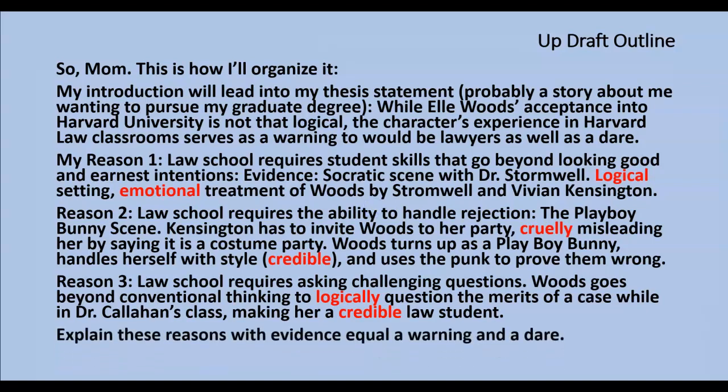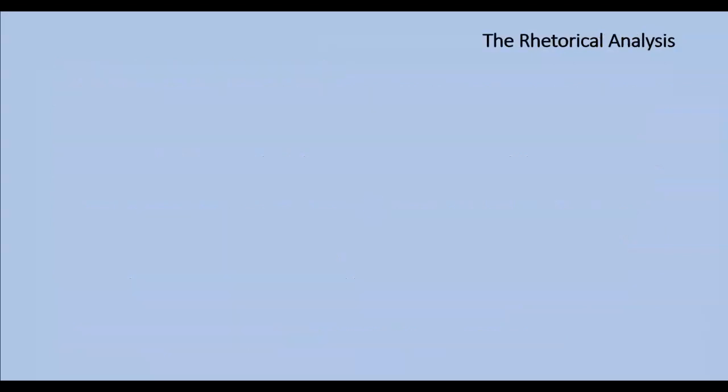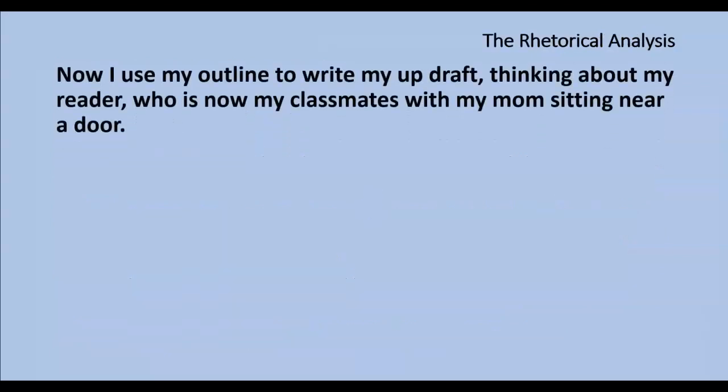So now I have to think about how to explain these reasons with evidence that equals a warning and a dare. I haven't gotten to that part yet, but this is an update, so I think I'll be safe with this amount. Now I'll use that outline to write my draft, thinking about my reader, who is now not just my mother, but my classmates. I'll listen to what my classmates say, and I'll also keep an eye on what my mom is looking at and paying attention to as well.